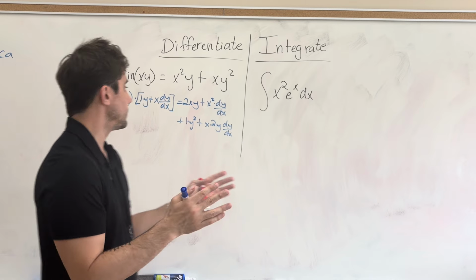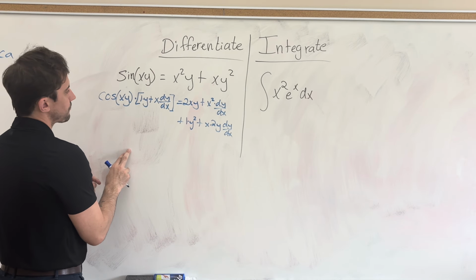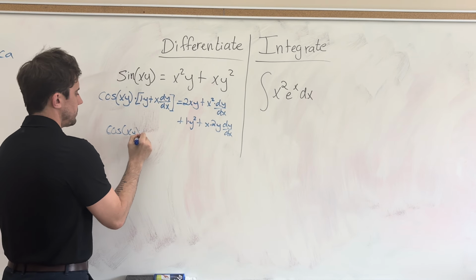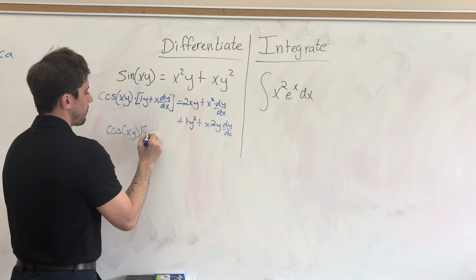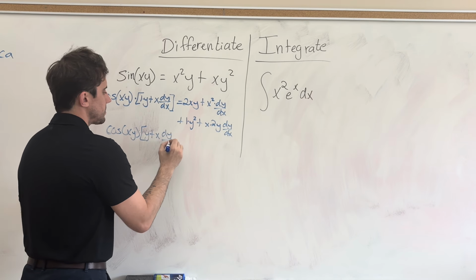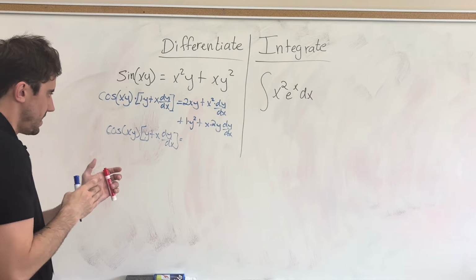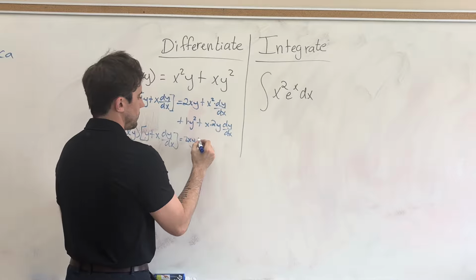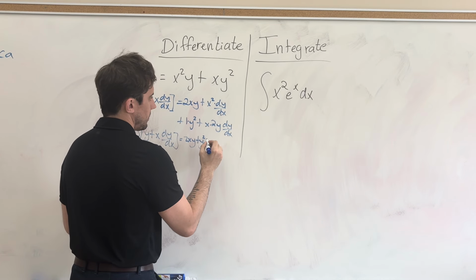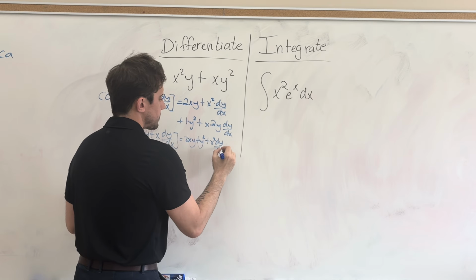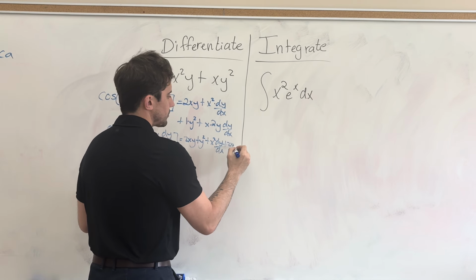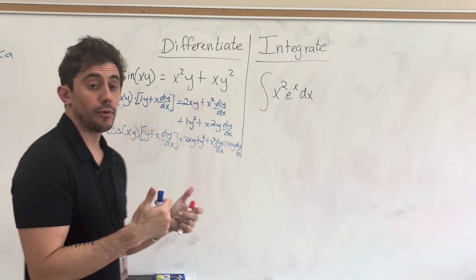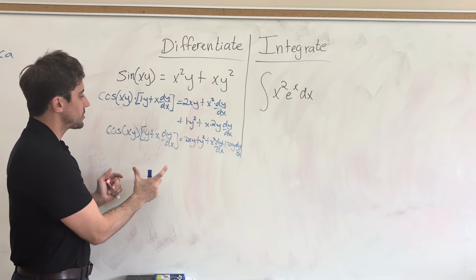So we have quite a bit to clean up. On the left-hand side, we have the cos of xy times y plus x dy dx. And on the right-hand side, we have 2xy plus y squared plus x squared dy dx plus 2xy dy dx.